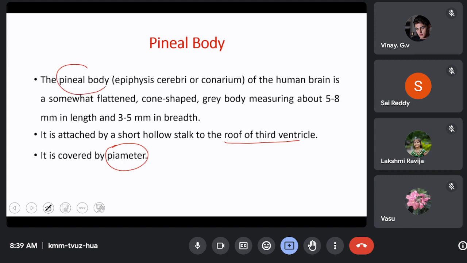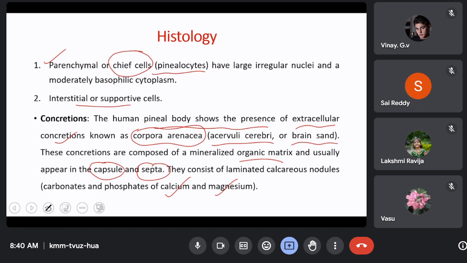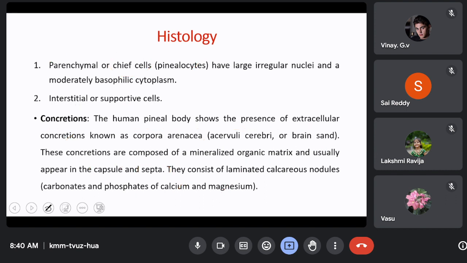Okay, so what you have to remember here is, the first thing is that the pineal body is also called epiphysis or conarium. Second, it is attached to the third ventricle, that is the diacoel, by a pineal stalk. The third thing is, the cells of the pineal gland are called pinealocytes, which are the chief parenchymal cells. The fourth thing is, the pineal gland shows certain calcareous nodules made up of calcium phosphates or magnesium phosphates and calcium carbonates or magnesium carbonates, called concretions. These concretions are also called brain sand or corpora arenacea.